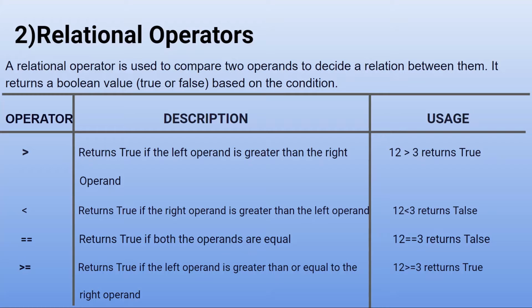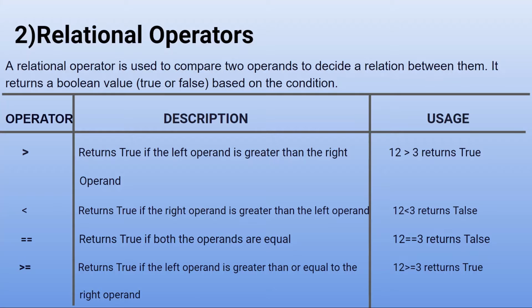Secondly, we have the greater than sign, which returns true if the right operand is greater than the left operand. Here A is 12 and B is 3. Now 12 is not greater than 3, so we get false. Fourth, we have the is equal to is equal to sign. This returns true if both the operands are equal. If A is equal to B, or B is equal to A, then this condition is satisfied. Here I have taken the example of 12 equal to 3, which returns false.